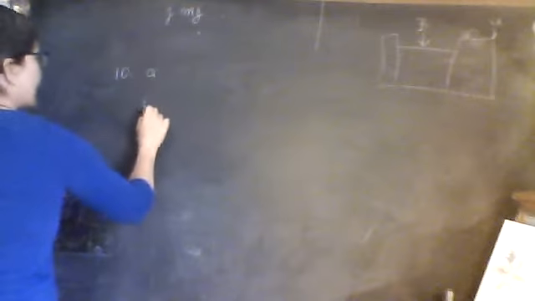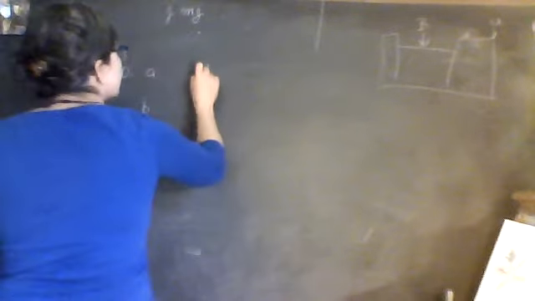Number 10. Write the chemical formulas for the following compounds. A, potassium arsenide. Arsenic is abbreviated As. So let's start with that. Well, potassium is number 19, or K, and it's over in column 1A. Okay. And arsenic is As.